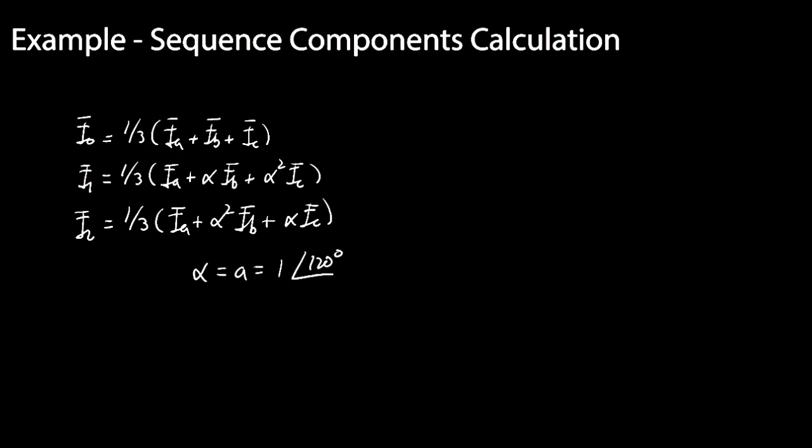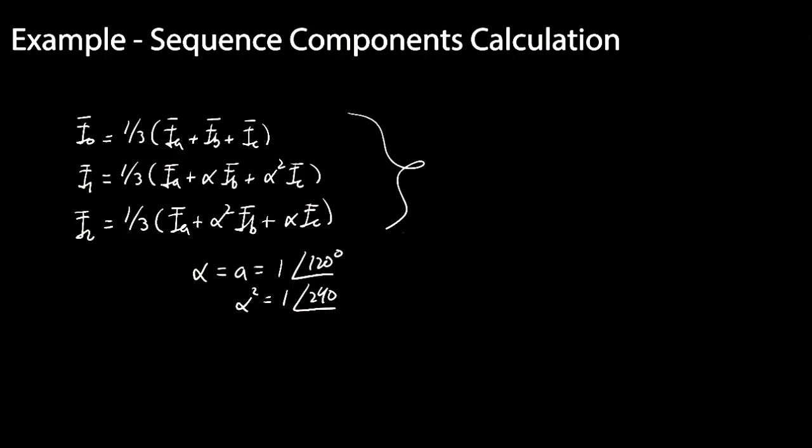And again, in here, alpha, which is sometimes called just simply A, is equal to 1 at 120 degrees. So it's a constant that is very convenient to use when you're converting from phase components to sequence components, or the other way around. It's basically just a phase shift of 120 degrees. And if you do alpha squared, that's going to be a shift of 240 degrees.